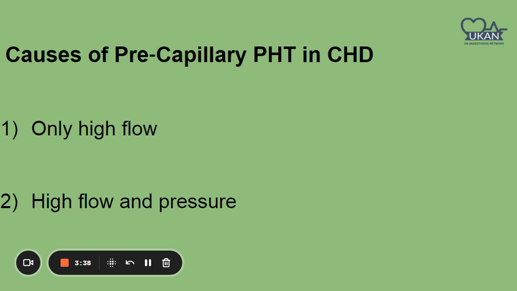But for congenital heart diseases, when you have a shunt at any level, this shunt can be a left to right shunt or a right to left shunt. If it is a left to right shunt, that means the pulmonary blood flow will be higher than the systemic blood flow, and the QP/QS will be more than 1. But if you have a right to left shunt, the pulmonary blood flow will be less than the systemic blood flow, and in that case the QP/QS will be less than 1. So the first cause for pre-capillary pulmonary hypertension will be high flow.